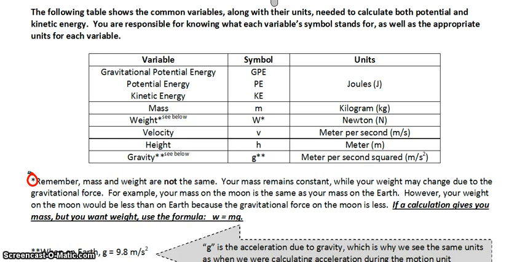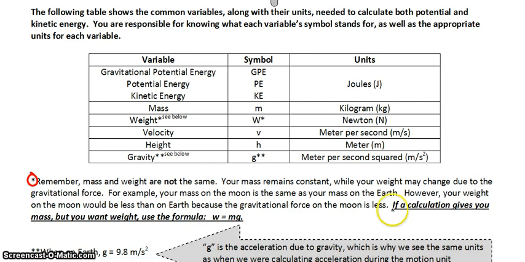For example, let's say you were to go to the moon. Your mass on the moon and your mass on the earth would be exactly the same, because remember, mass is a measure of the particles or the matter that's inside of your body. However, your weight on the moon would be less than that on Earth because the gravitational force on the moon is less. The gravitational force on the Earth is about 9.8 meters per second squared, whereas on the moon it's closer to 1.6 meters per second squared. So because the gravitational force pushing down on your body is less on the moon, you would weigh less.